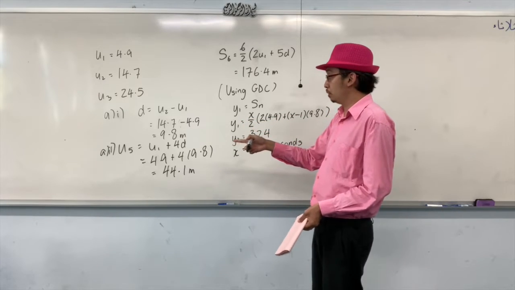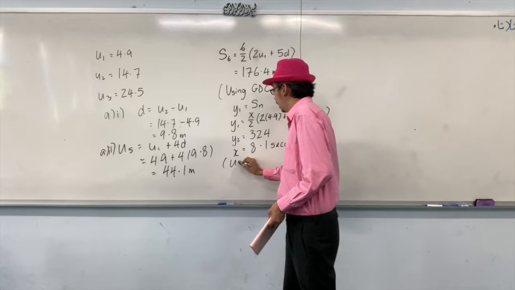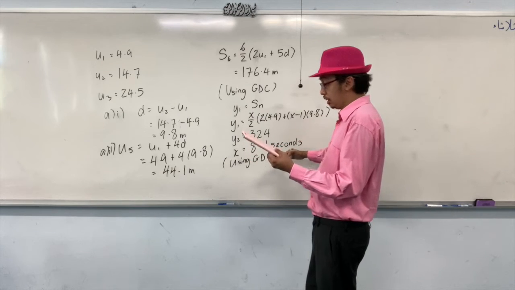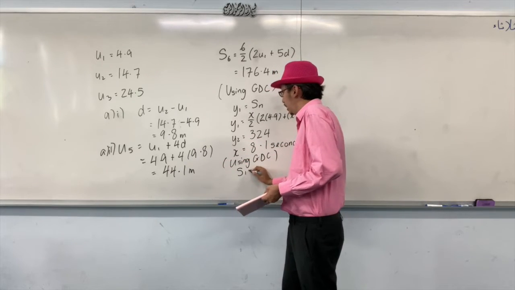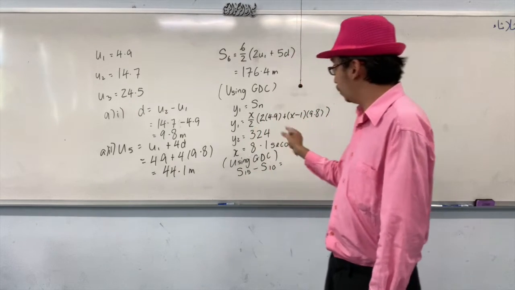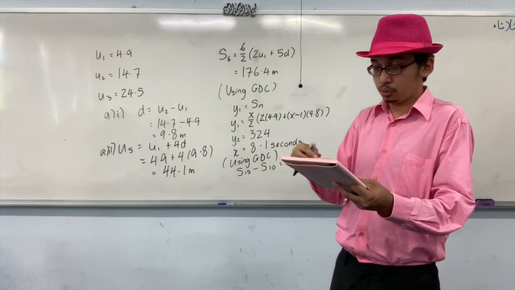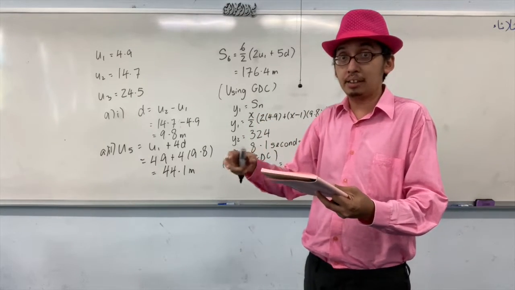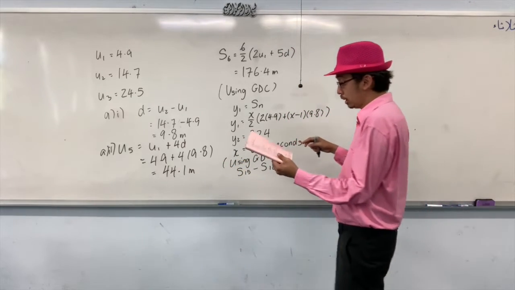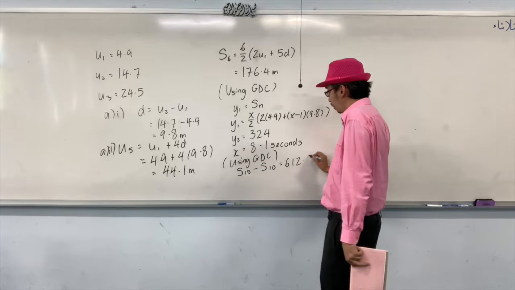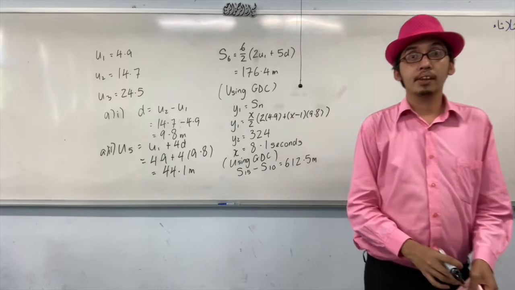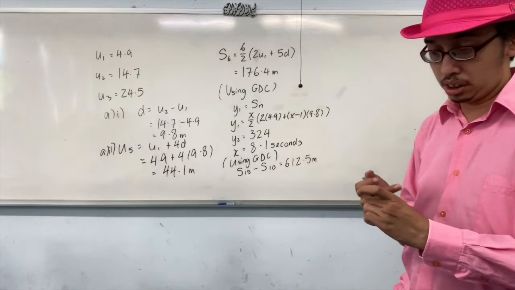So you're actually supposed to use the table, using the GDC. You need to write down and draw the table, then calculate S15 minus S10. Locate S15 on your table and then locate S10, then subtract. I'm not going to write it down, but S15 is 1102.5 and S10 is 490. You subtract those numbers and you will get 612.5 meters. So you can take a look, those are the answers.